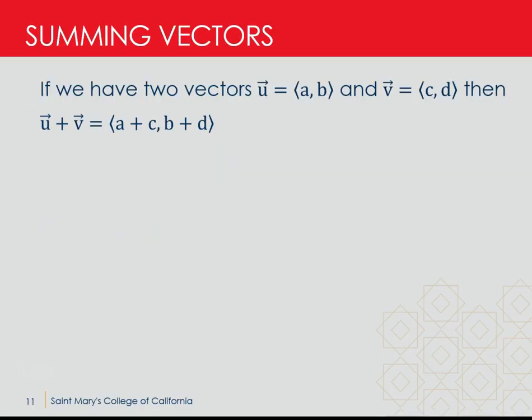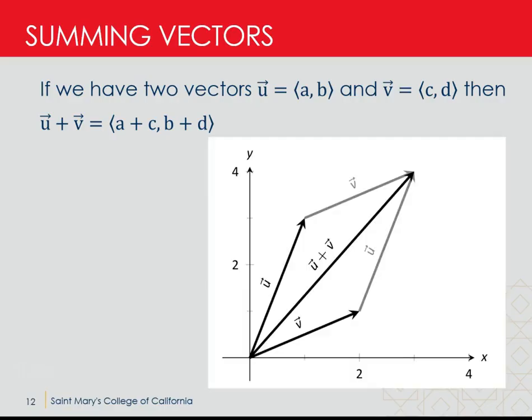Again, summing is pretty straightforward. So we have 2 vectors, A, B, and C, D. To sum them, we just sum the elements in the corresponding positions. So the first position gets A plus C, and the second position gets B plus D. Graphically, here's what this looks like. I think it's easier to think about going along here. So we go up along U, and then we add V. We put the start of V at the end of U, and then go along V, and that creates a new vector, U plus V, which goes all the way up here.